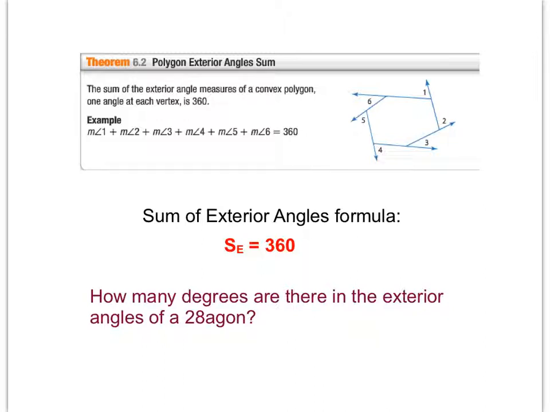You guys try this one. How many degrees are there in the exterior angles of a 28-sided polygon? Write down your answer. Very good. You get 360.